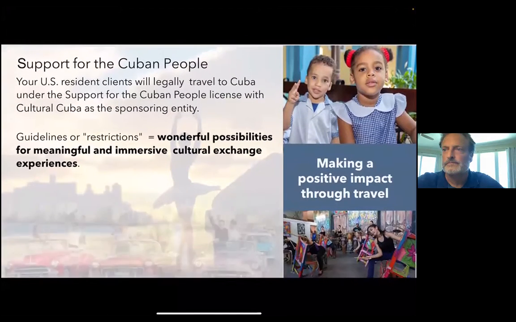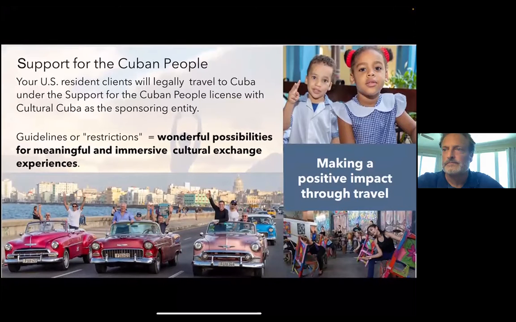Move on here. A key thing, and I know that especially coming out of COVID, there has been a renewed interest in what we call impactful travel, sustainable travel, travel with purpose. I really hope that this resurgence of interest in this kind of travel is here to stay and not temporary. But at the end of the day, this is what we do. This is the mission statement of our company. Support for the Cuban people is literally part and parcel of the purpose of our entire business.